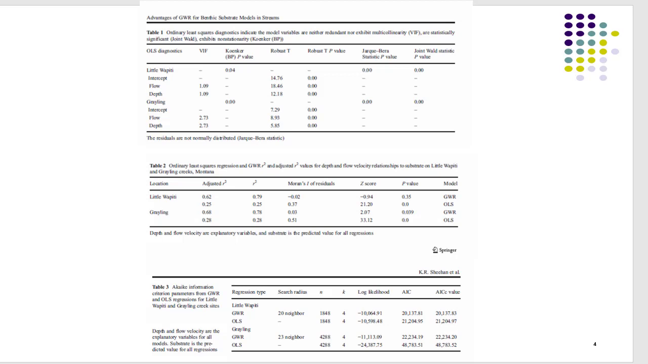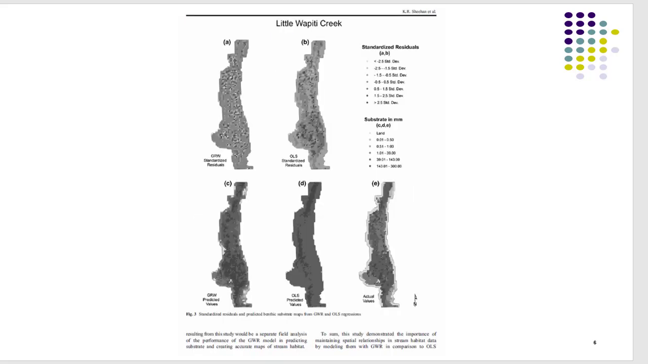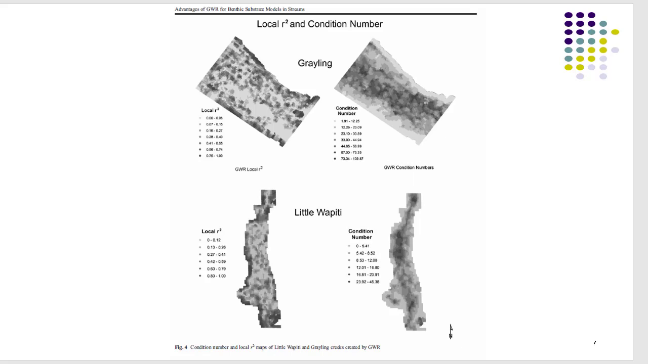So I refer to this paper for you as a really nice template to use when using these OLS or even the GWR type of modeling approaches. And he has the standardized residuals map, which shows areas of over or under prediction. And also for the other creek, as you see here. And then the local R squared, so you can see specifically throughout his maps where the model did better and where it did worse than other places.